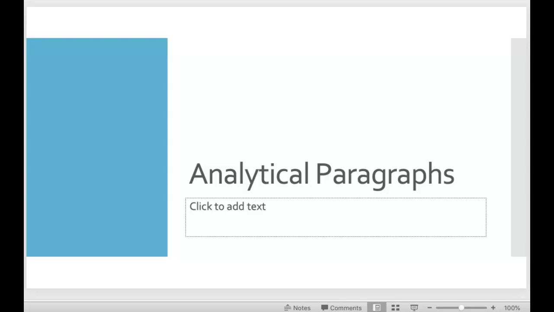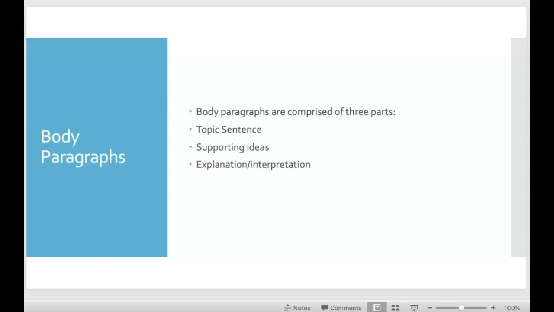So now I want to talk to you about paragraphing, particularly in writing analytical paragraphs and what those should look like. When you're writing analytical paragraphs, you're working toward writing strong body paragraphs. An analytical paragraph is just your body paragraph.